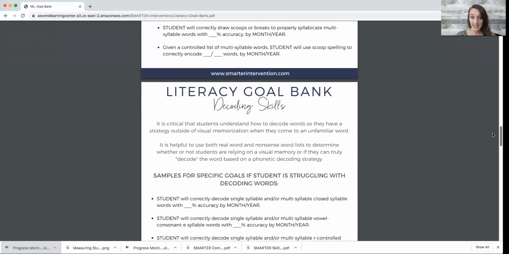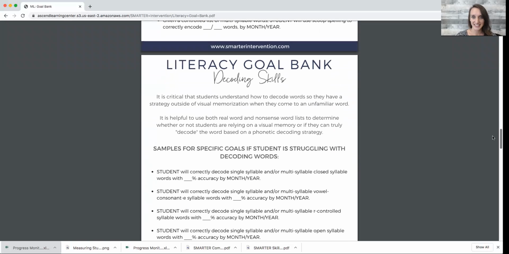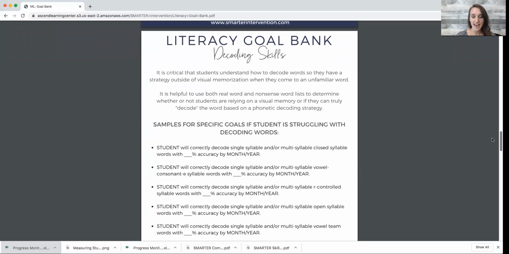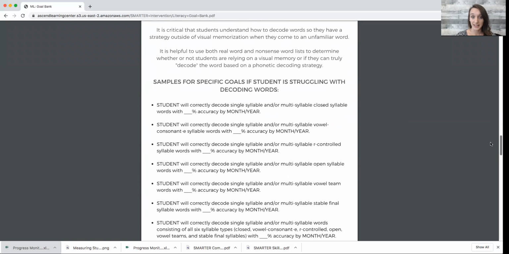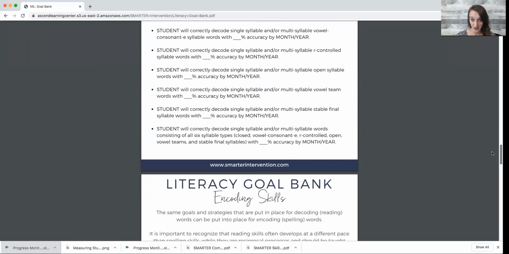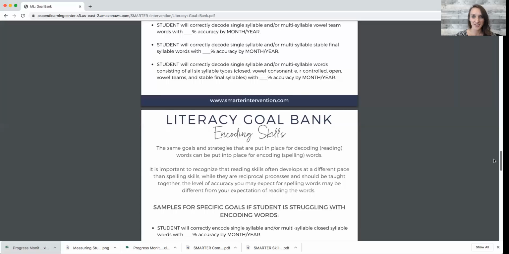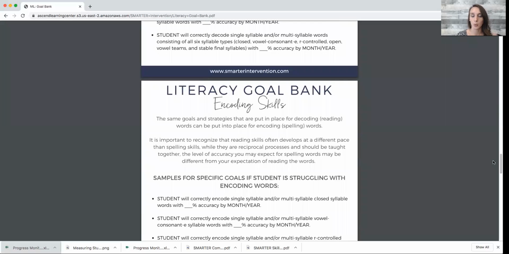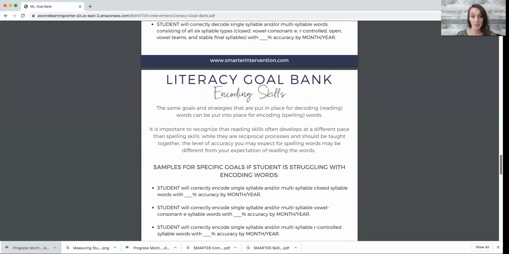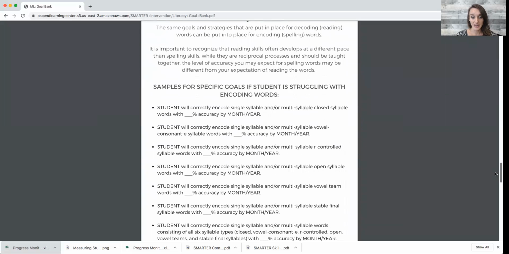Then, if we recognize, okay, it is a decoding error, we need to start to figure out how to work with that. These are some goals that we could put in place to support decoding or sounding words out. Like I said, every reading process has a reciprocal writing process. So decoding is sounding words out, encoding is spelling words. So oftentimes what we like to do is have a decoding and an encoding goal that are working towards the same things, because if you've got students who are spelling well, they're definitely going to be reading well.